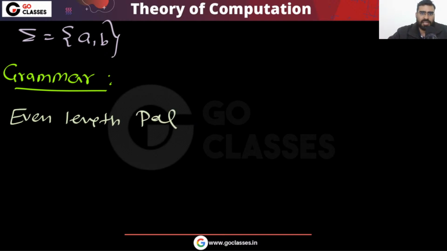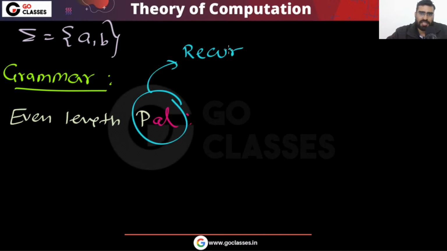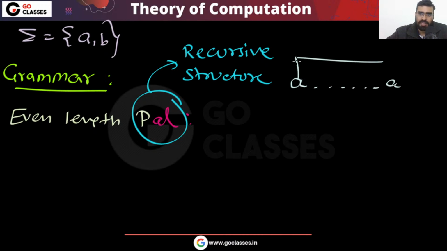The grammar you can create very easily, because what happens in a palindrome? See, palindrome basically is a recursive structure, correct? What does this recursive structure say? This recursive structure says that the first symbol will be the same as the last symbol, and inside again you have a palindrome. Again here you have a palindrome. So this is a recursive structure.